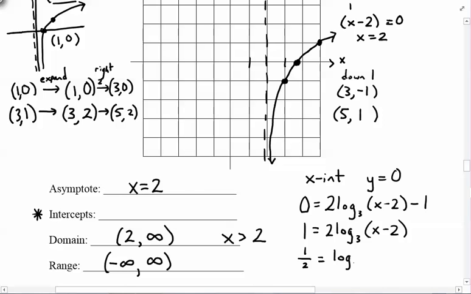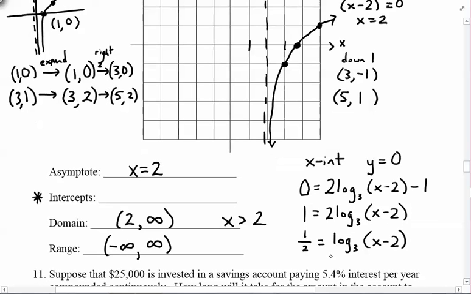And once I've got the log by itself, then I can change to exponential form by taking the base of the logarithm and moving it to the other side and putting the 1/2 in the exponent. So x minus 2 is the same as 3 to the 1/2, which is the same as root 3. So x is root 3 plus 2. So my x-intercept is root 3 plus 2.